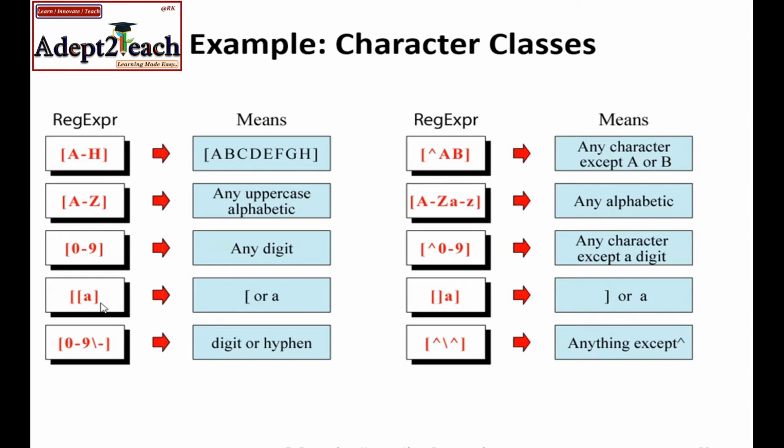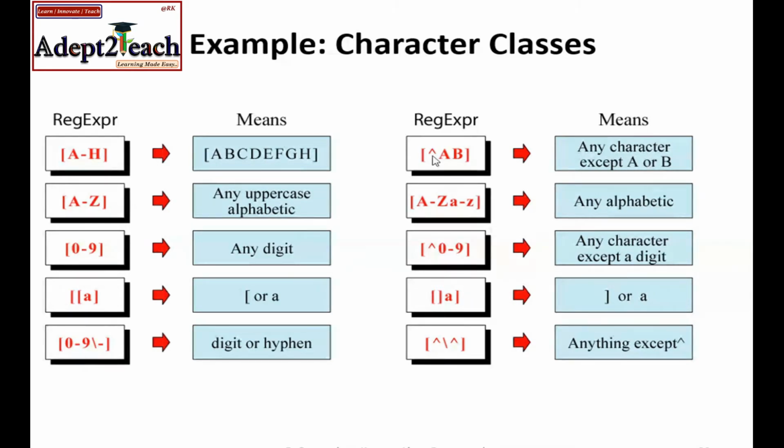Now in this case, if I am giving within square brackets, I am writing bracket and A. Now here this inner square bracket will be treated as a character. So the system will try to match either you have a square bracket available or you have A available. It will search for both the things. Likewise, here we are searching for either it should be a digit or we are looking for a hyphen. So either it will match for any character between 0 to 9 or it will match for a simple hyphen.